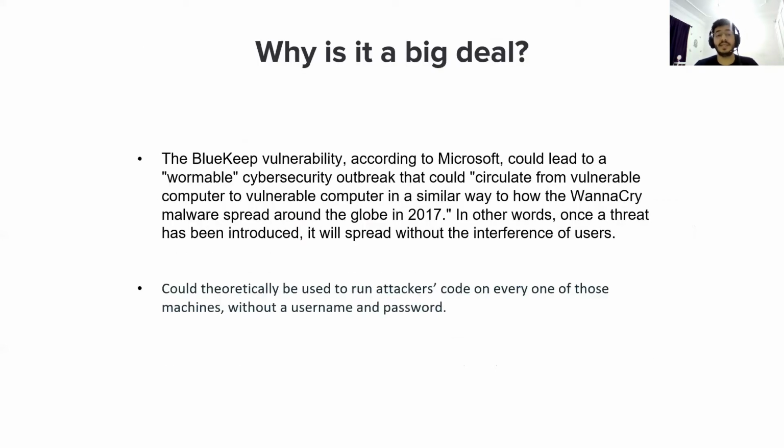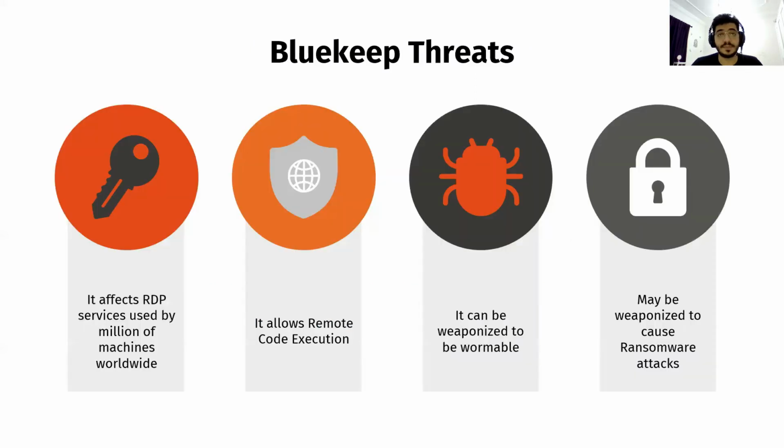Why is it considered a big deal? The Bluekeep vulnerability, according to Microsoft, could lead to a wormable cybersecurity outbreak. What we mean by wormable is that the attack could propagate from one machine to another machine that is connected to the same network and is vulnerable to that attack. After the attacker runs his code, he can access the machine without a username and a password, as we will see in the demonstration part.